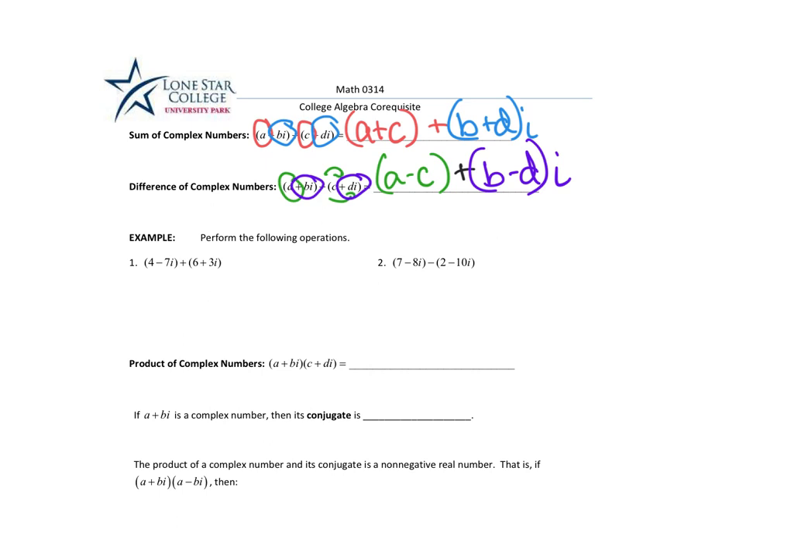So on this one, 4 minus 7I plus 6 plus 3I. For this, you're going to do 4 plus 6 plus negative 7 plus 3, and you can just put the I on the end. So 4 plus 6 is just 10. Negative 7 plus 3 is negative 4I.